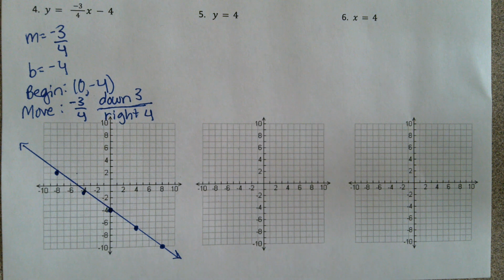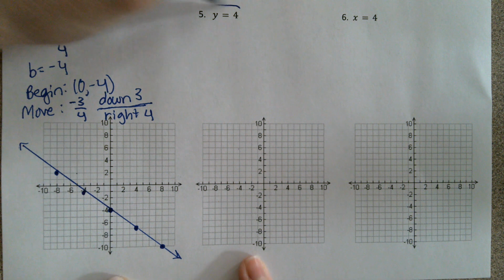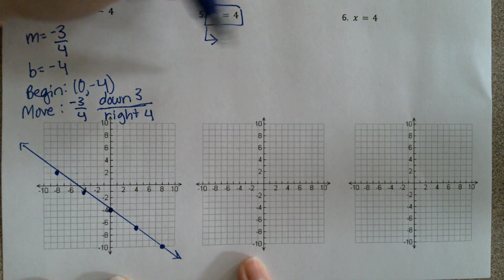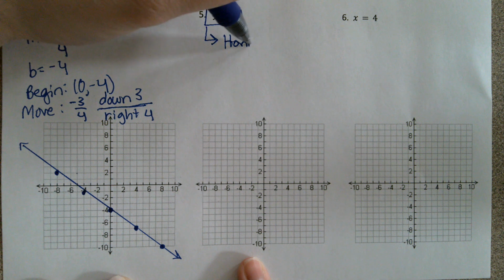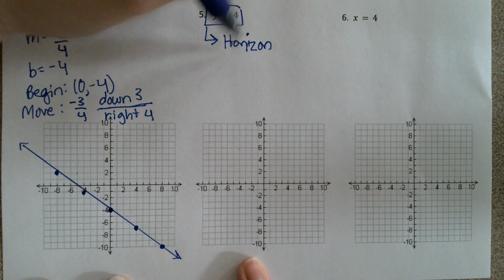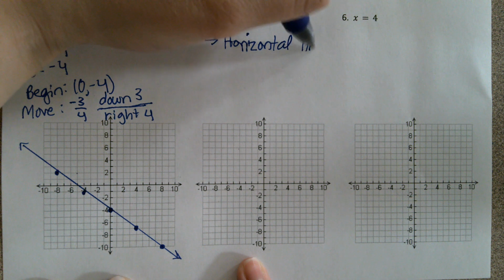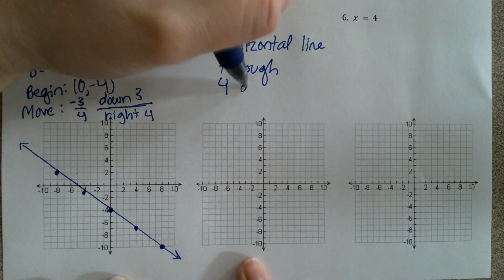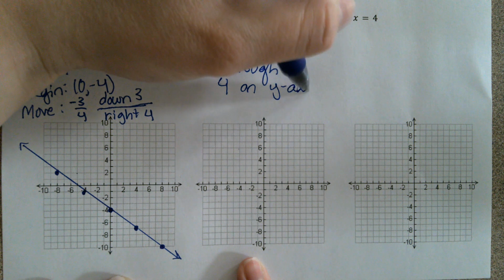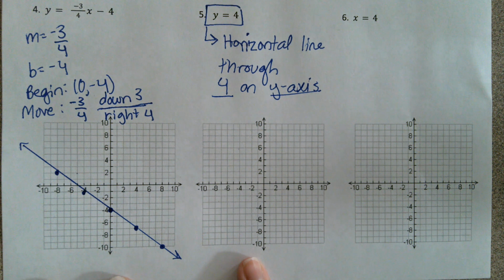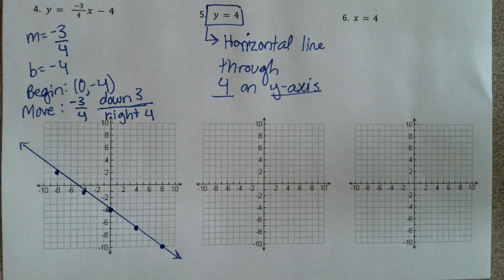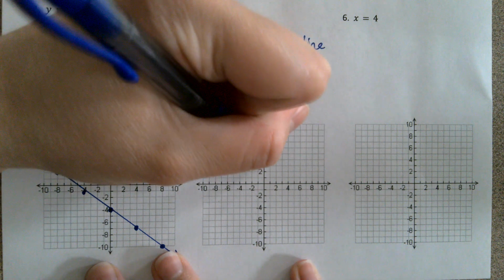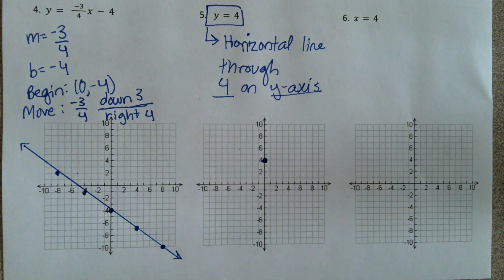5 and 6 are very special cases. Number 5, y equals 4. Whenever you see this, this means you have a horizontal line through 4 on the y-axis. That is what that means. When you just have y equals a number, it's a horizontal line through that number on that axis. So in this case, the y-axis. So you find 4 on the y-axis. And again, it's a horizontal line.